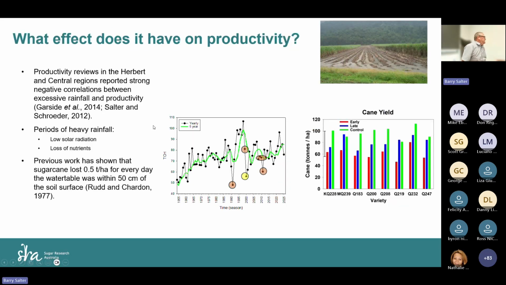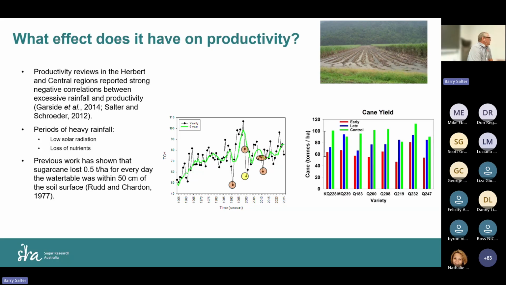So what effect is waterlogging having on productivity? There's been a few reviews done in terms of the effect of rainfall on productivity. There's one in the Herbert, there's one I did in Central, there's also one in Tully, which I haven't listed there. But a number of reviews that link excessive rainfall to poor productivity in a number of our regions.